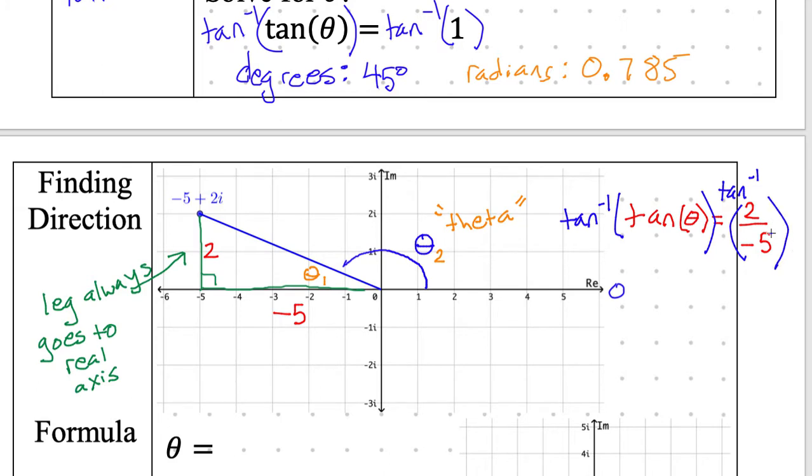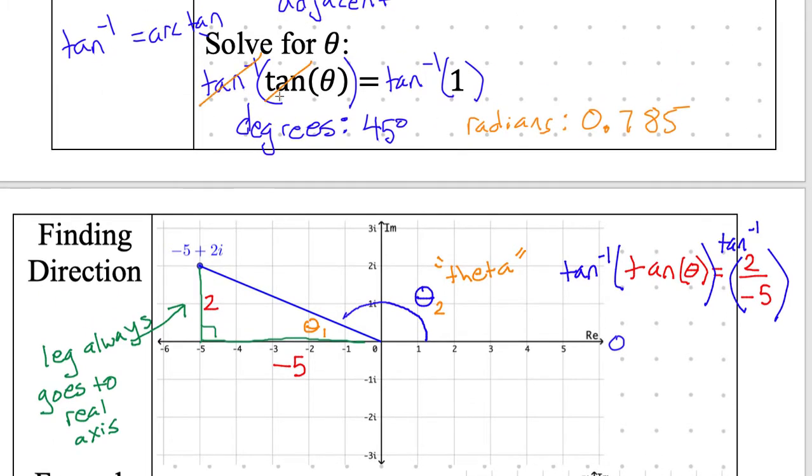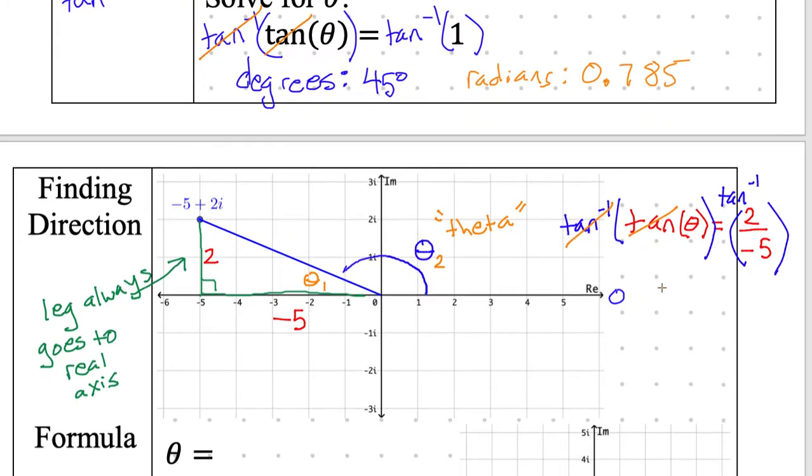I take the arctangent of both sides. By doing that, it eliminates the tangent. Just like up above, the arctan and tangent cancel each other out, and I'm left with just theta. Down here, same thing. Arctangent and tangent cancel each other out, and I'm left with theta equal to exactly the arctangent of 2/5.